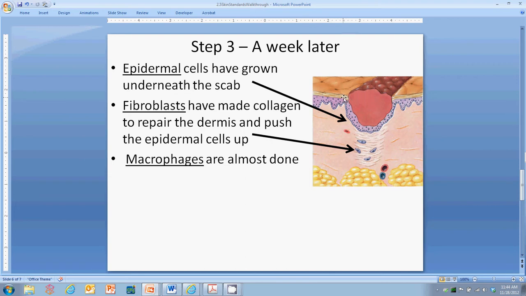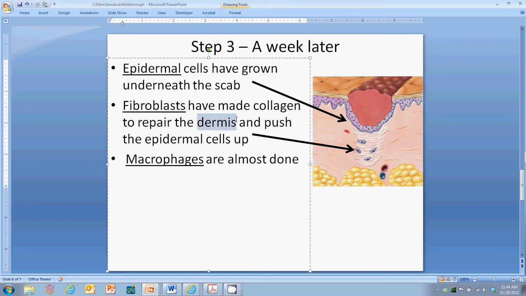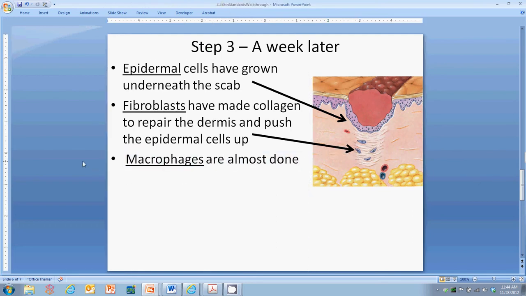So you're drawing this, you draw your epidermal cells underneath the scab. You draw fibroblasts making some new collagen to repair the wound in the dermis. And if you're talking about it, you say macrophages are almost done.